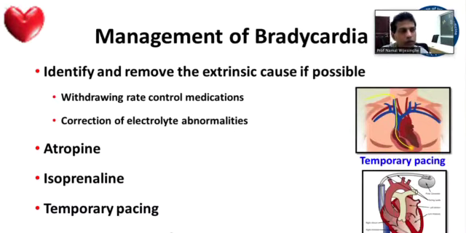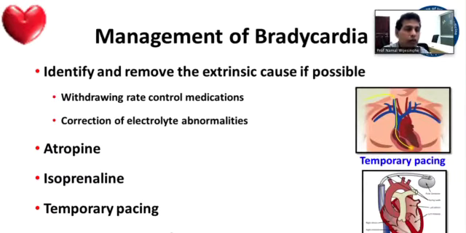And we need to correct the electrolytes. And the medications we can try are atropine, giving 0.6 milligrams IV as a bolus, and setting up an isoprenaline infusion is sometimes helpful. So these are the things that you can do.